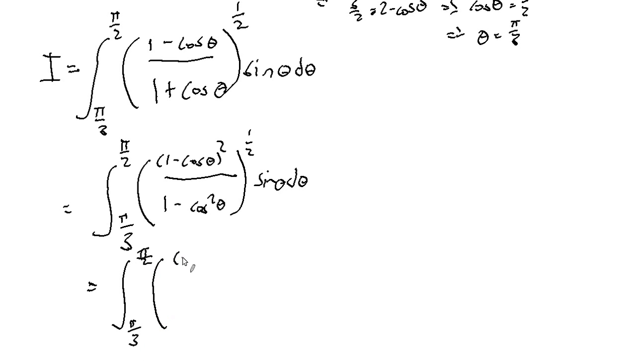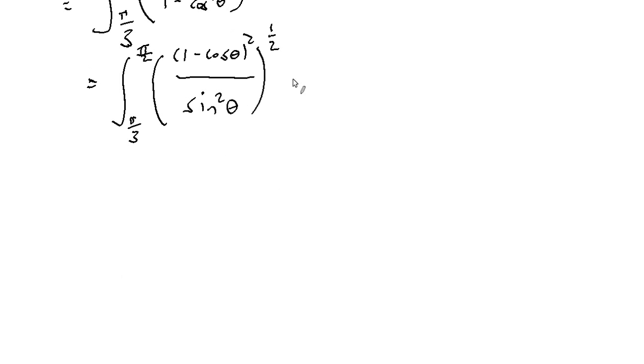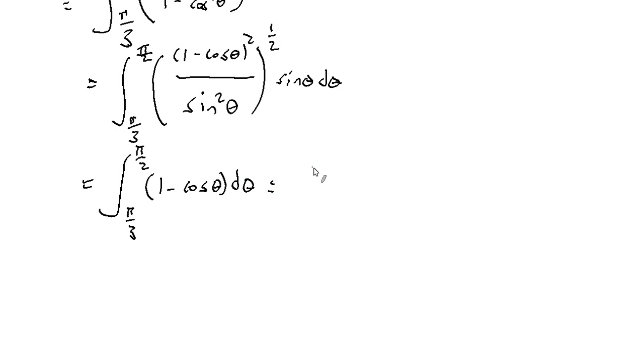of (1 minus cos theta squared over sine squared theta) to the half sine theta d theta, which is great because now in one fell swoop I'm going to square root this, and multiply across to get this as the integral between pi over 3 and pi over 2 of just 1 minus cos theta d theta. Fantastic, because now we can just write that down.